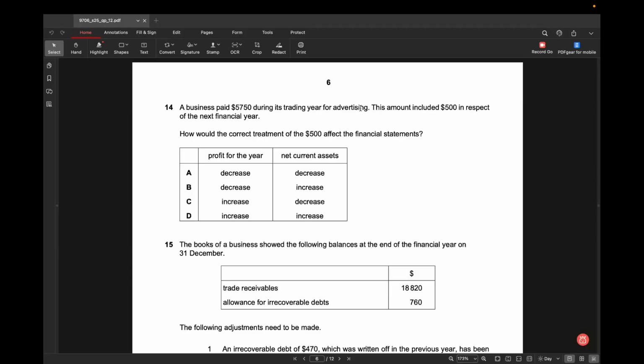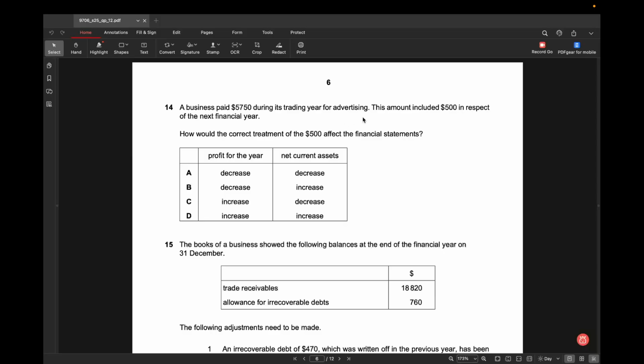Prepaid expense is your asset. So we need to write it under our assets. And then the advertisement expense, which is 5,750, from there we need to subtract 500 because this is not this year's expense. So as per the accrual basis or matching concept, we need to subtract prepaid expenses. Okay. So now if I look at the profit for the year, expense is decreasing. So profit will increase. Either the answer is C or D.